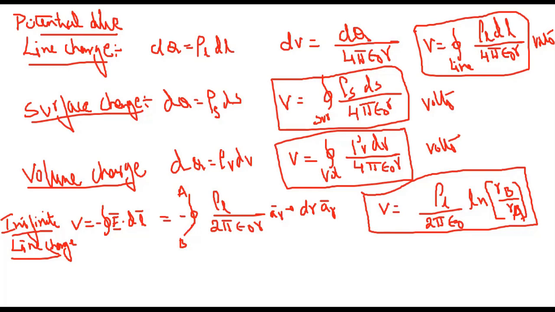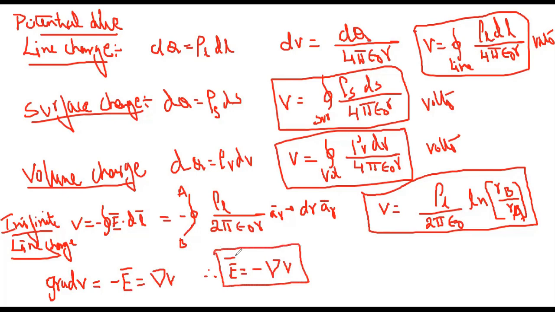And now the gradient of V. We know the other one is there, grad V is equal to minus E bar. That is equal to del V. Therefore, E bar is equal to minus del V. Minus del V, it's a very important relation: the gradient of V, or grad V, is the relation between E bar and the potential V.